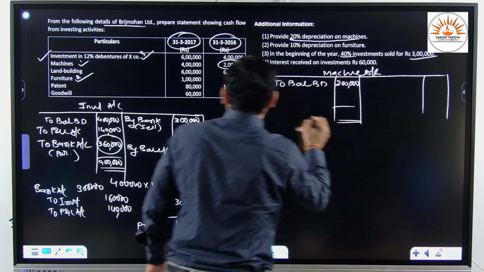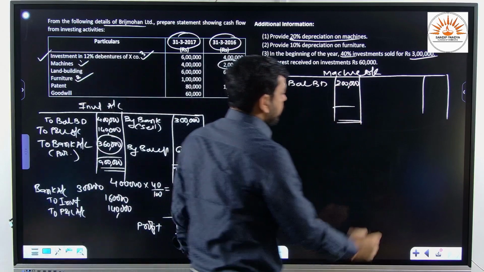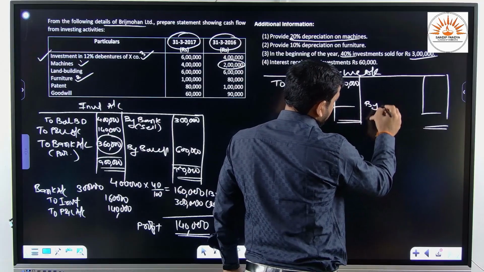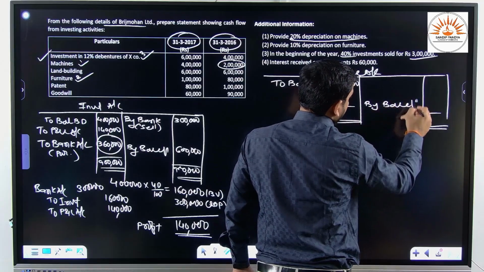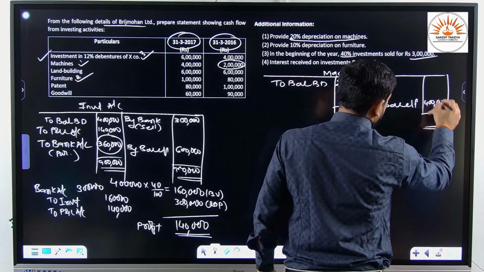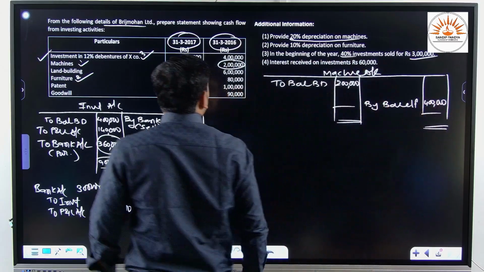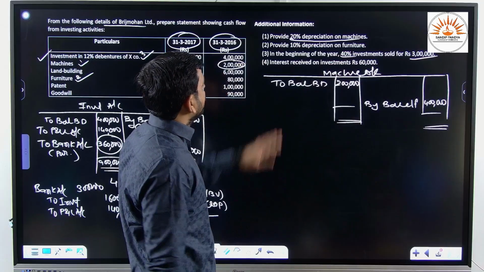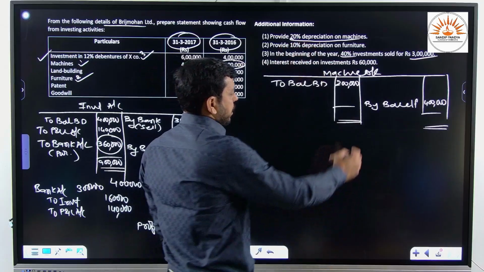And closing value, that is 4 lakh, which we shall write on credit side. So we shall write by balance carry forward, which is 4 lakhs. So sir, what information we have been given? Provide 10% depreciation, 20% depreciation on furniture.